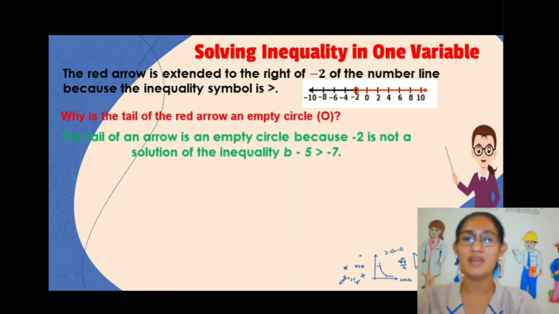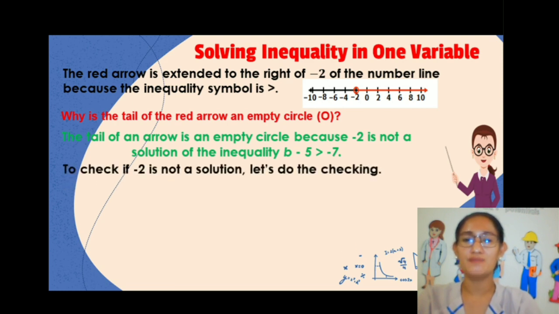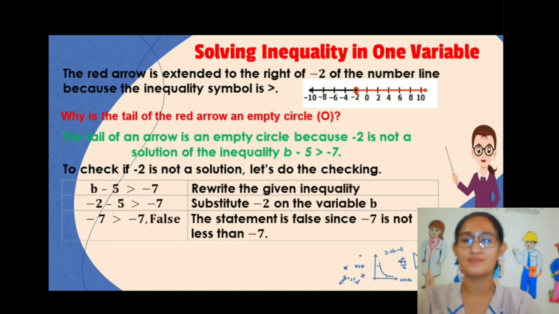The tail of an arrow is an empty circle because negative 2 is not a solution of the inequality b minus 5 is less than negative 7. To check if negative 2 is not a solution, let's do the checking. First, rewrite the inequality: b minus 5 is less than negative 7. Substitute negative 2 for the variable b. We will have negative 7 is less than negative 7, which is not true.